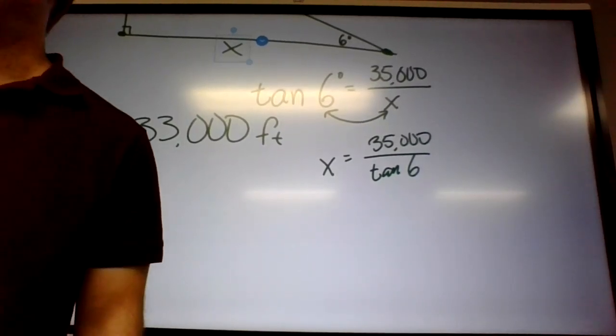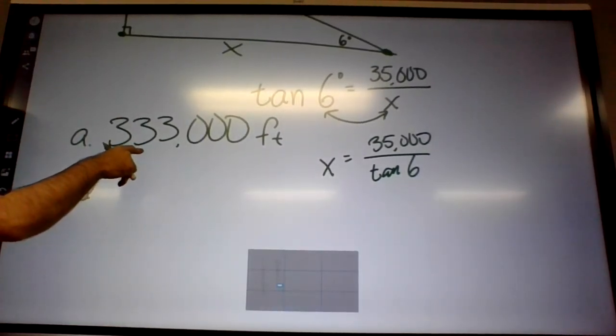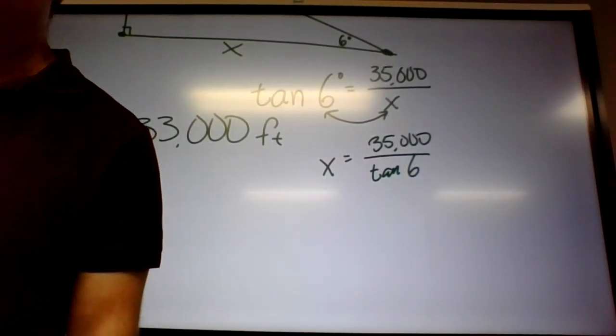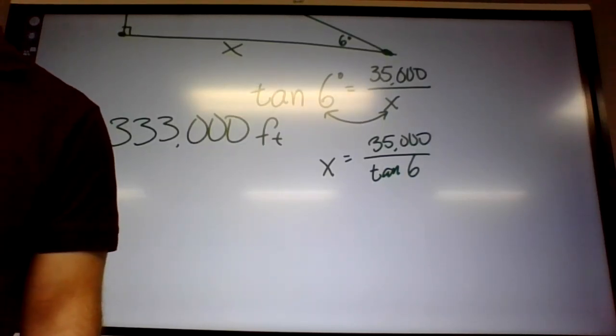Okay, do you guys know how we would turn that into miles, by the way? Divide by 5,280, because it takes 5,280 of those to make a mile. So how many of 5,280s are inside of that?